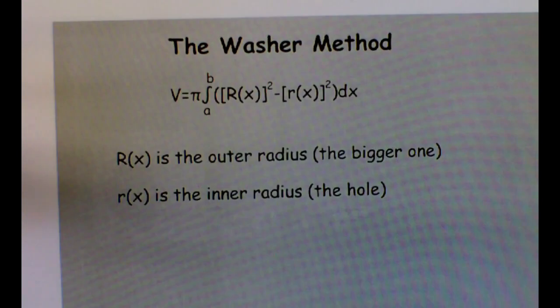So the washer method: volume equals pi times the definite integral from a to b of capital R of x squared minus lowercase r of x squared dx. Capital R of x is the outer radius. That's the bigger one, always bigger. Lowercase r of x is the inner radius. That's what I call the hole. Please be careful. Make sure you square before subtracting, not subtract and then square.